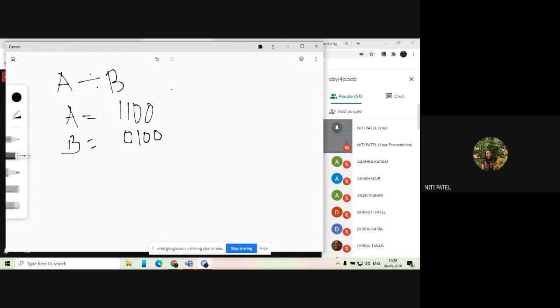Out of this, you have to find out what is your Q, what is your M, how many cycles, what is your AC, and what is your minus M. Find this.